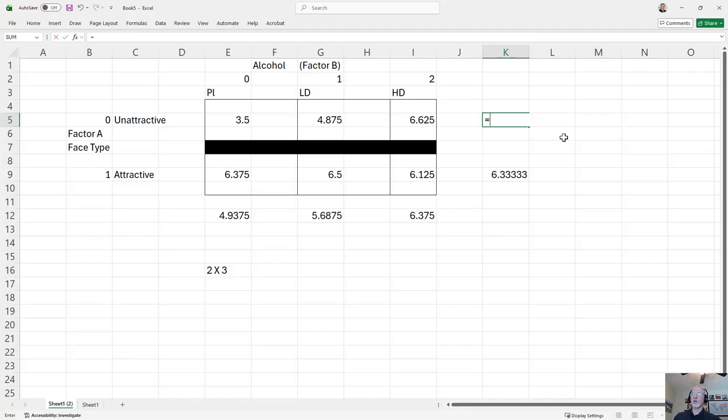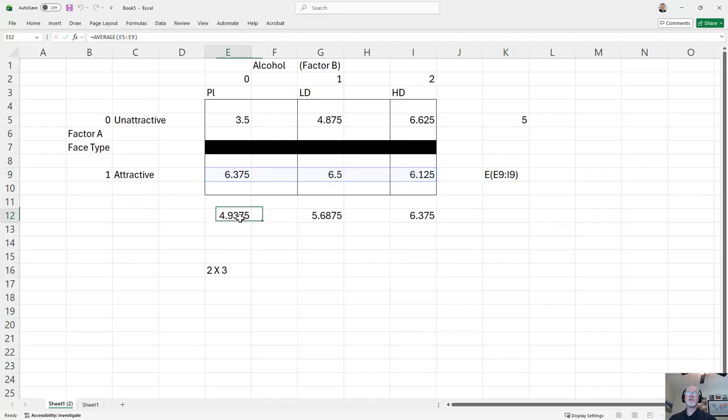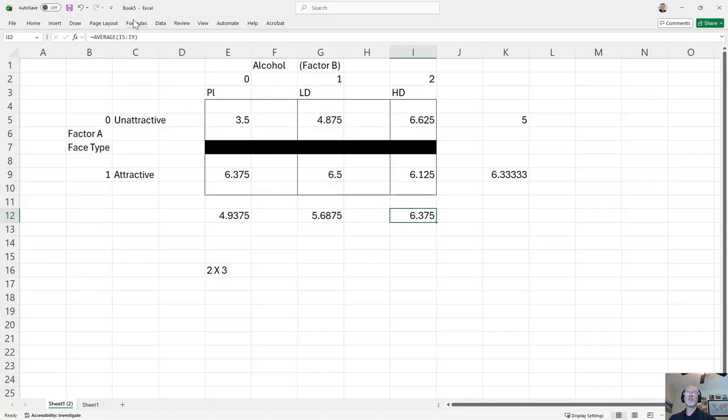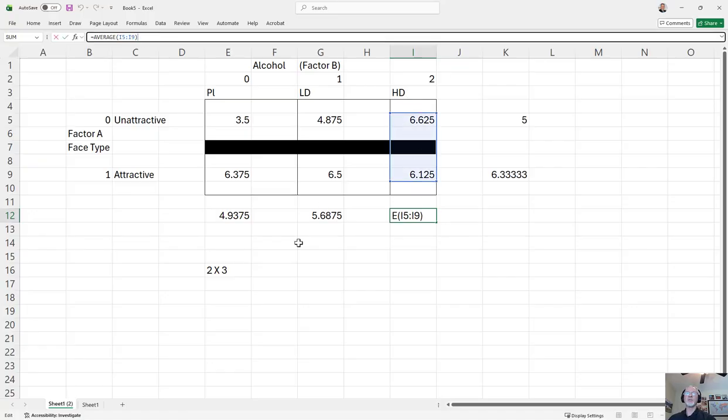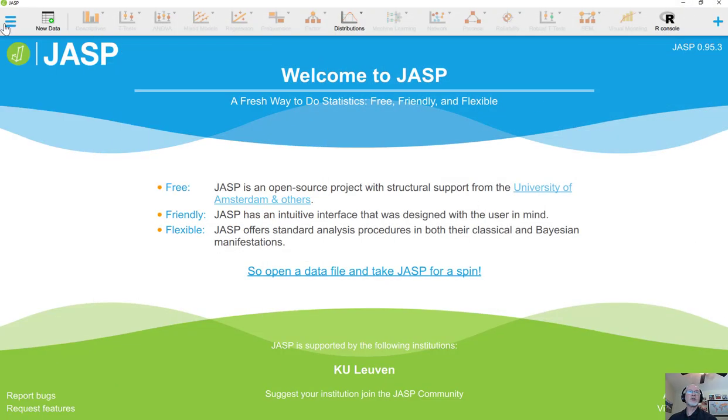The marginal means are, of course, the averages going across this way, and then over here, the averages going across here, then over here, averages this way for our columns, averages for level 1 for factor B, average for level 2 of factor B. Okay, that's the design. Let's see what we find. Go to JASP.